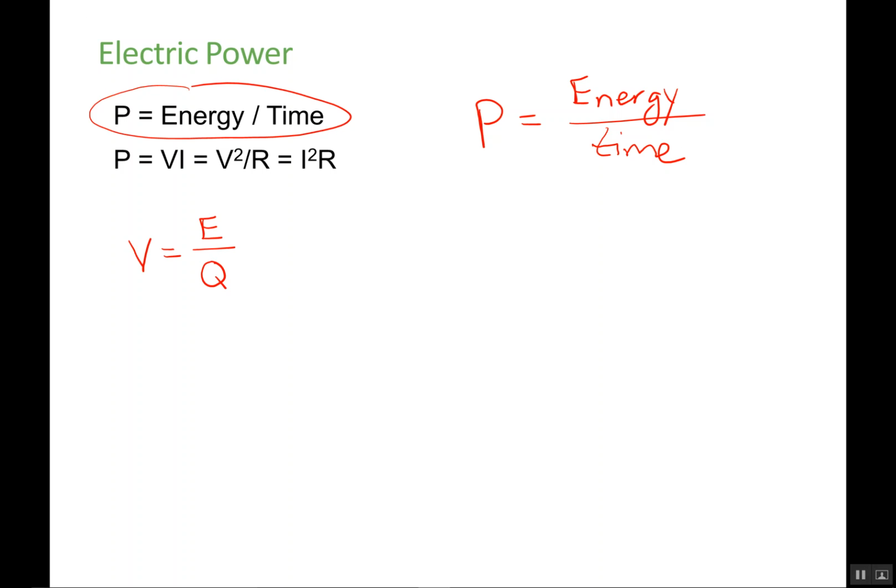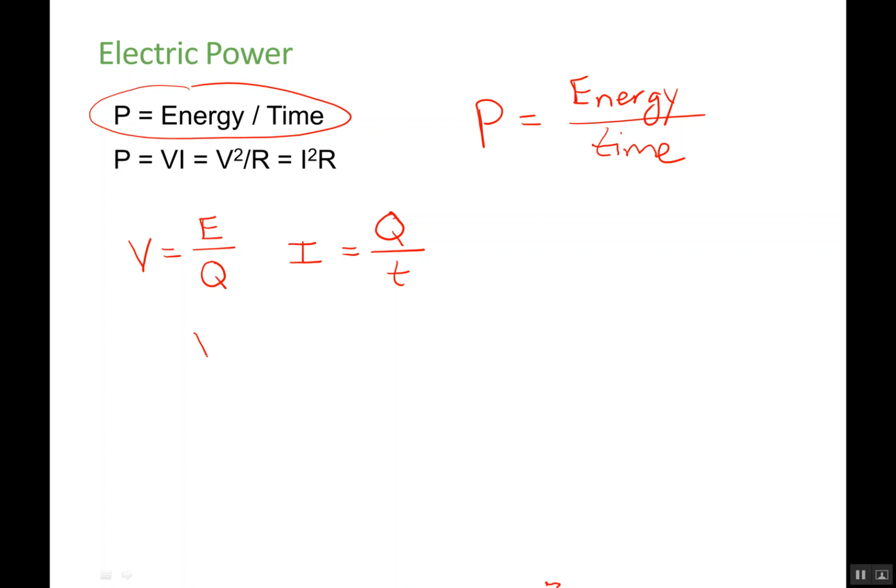We start by remembering that voltage or electric potential is defined as the amount of energy per unit charge. Voltage is energy per unit charge, E over Q. Current is the amount of charge that flows past the cross-section of a wire or some other material per unit time.